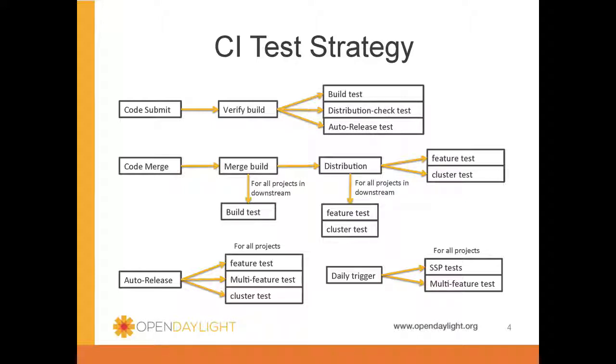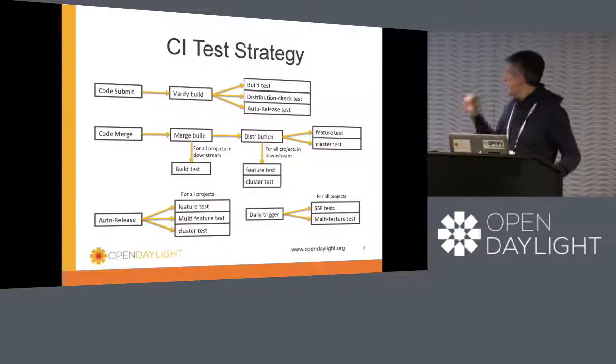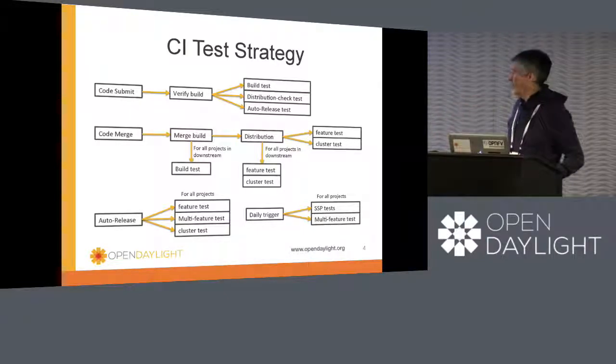Here is a little bit how the strategy for the test works in OpenDaylight. And as you can see here, you have all kinds of triggers. We'll go very quickly. When you have code submit, someone puts a new patch in the system, you have a verified build that runs all the build tests. And after that, we do distribution check. The distribution is not broken. And we do auto-release test. The release is not broken either. All these things are happening in real time when you push a patch in the system.